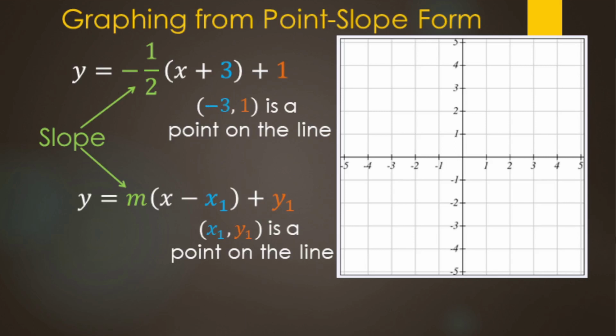Okay, so our strategy for graphing, here we go. We're going to start with the point, right? So for this one here, the point is -3, 1. So -3 on the x, +1 on the y, boom, it's right there.